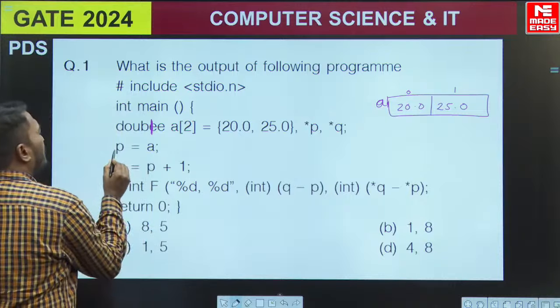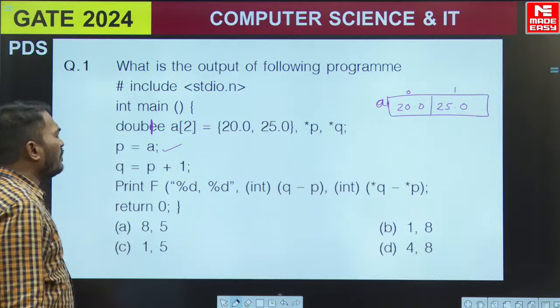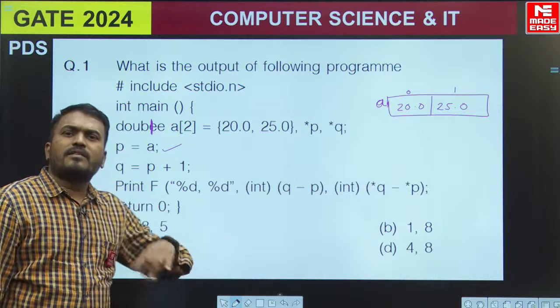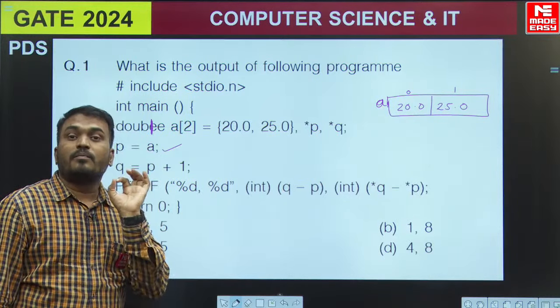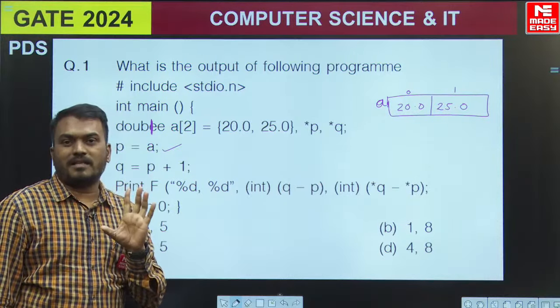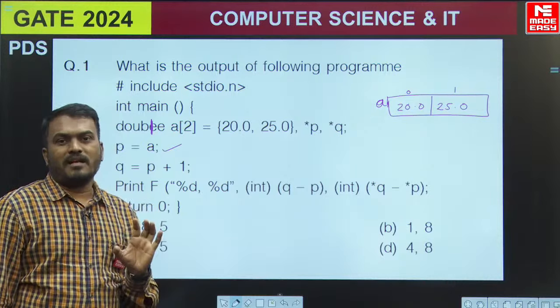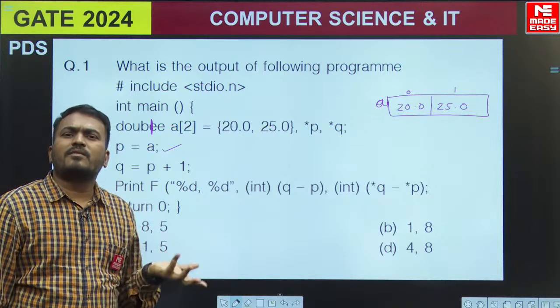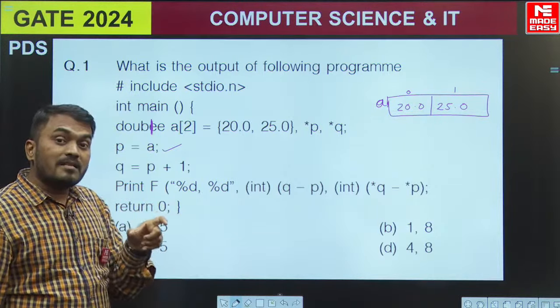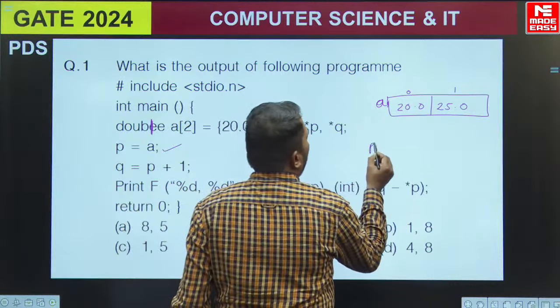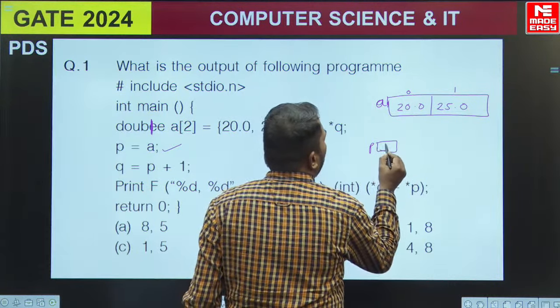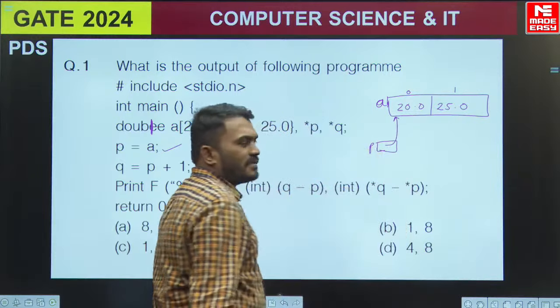First he is saying p = a. Always remember, the array name without subscript will always point to the 0th element; that is the base address of the 0th element. It means p is pointing to the 0th element, that is, it is pointing to this.